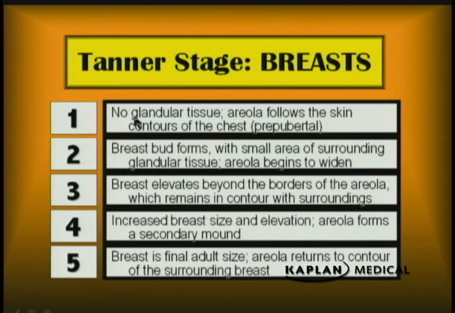With stage 1 of breast development, there's no glandular tissue. The areola follows the skin contours of the chest. This is childhood. Stage 2, the breast buds form with small areas of surrounding glandular tissue. Areola begins to widen. Stage 3, the breast elevates beyond the borders of the areola, which remain in contour with the surroundings. Stage 4, increased breast size and elevation.